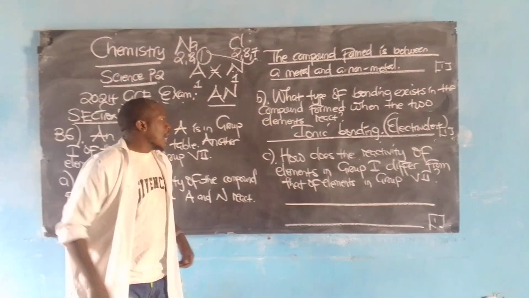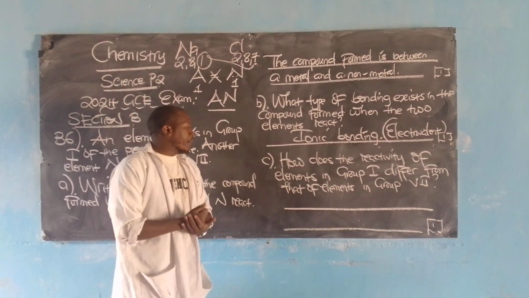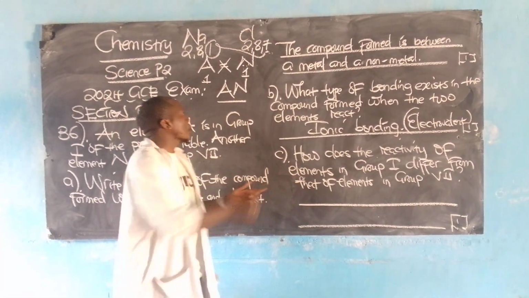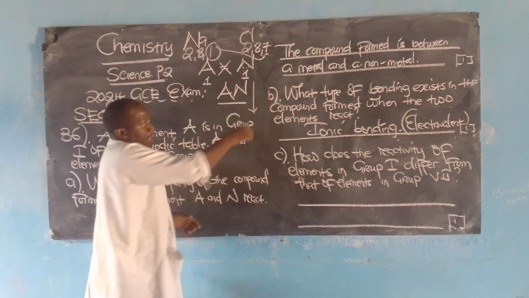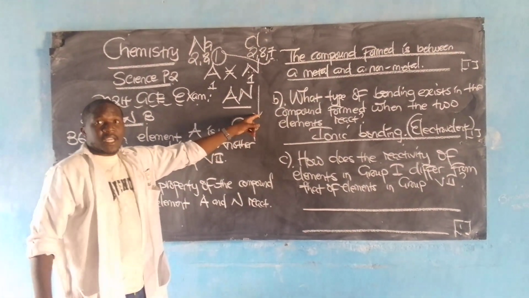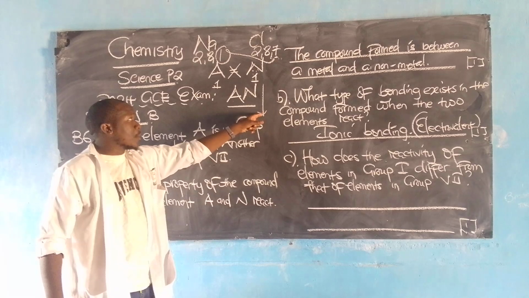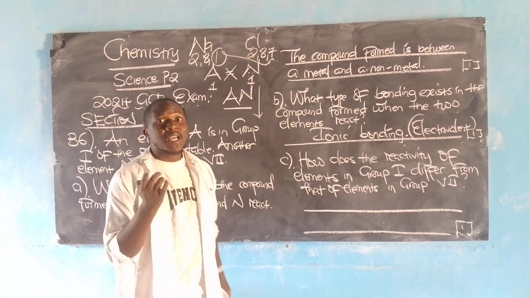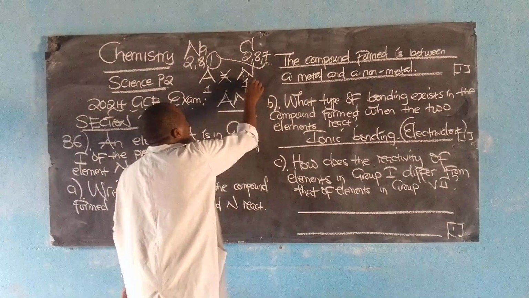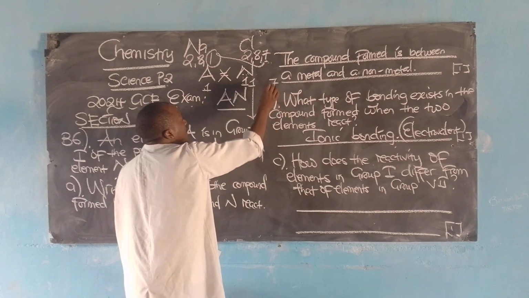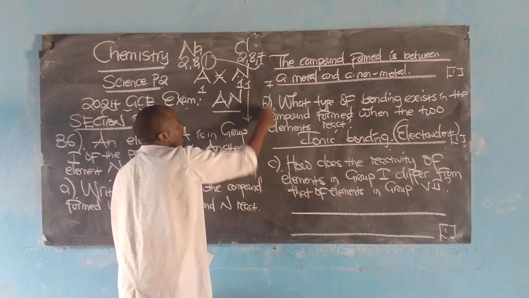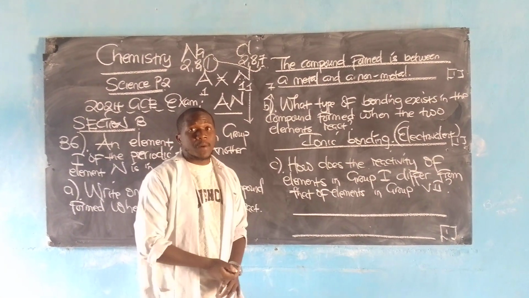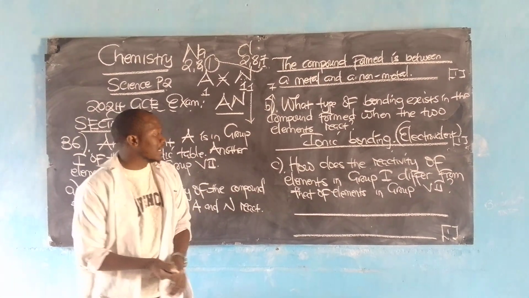Then lastly, how does the reactivity of elements in group 1 differ from that of elements in group 7? So in group 1, the reactivity series of elements increases as you go down the group, meaning the element at the far bottom position is the most reactive element. Whereas in group 7, given an example, we're going to find that the reactivity series is going to increase up the group, and that is the major difference.